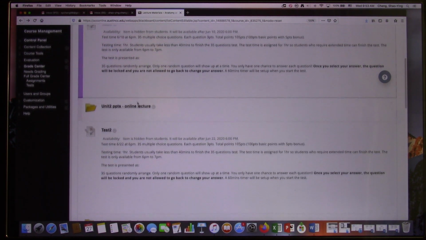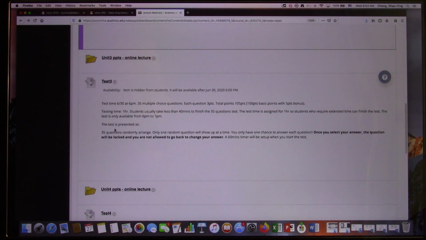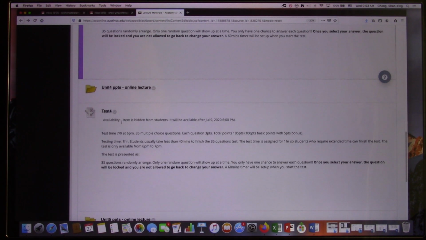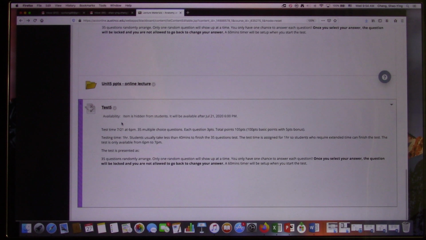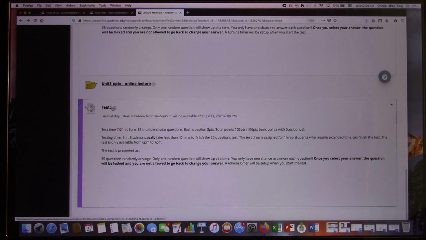And similar for Unit 2, materials are here, tests are here. So the whole semester's materials are here already. And the lectures are pre-recorded, so it gives you some flexibility to finish the lecture, but the tests are still synchronized. So you need to take the test exactly at the same time. And I count 4 out of 5 tests, so I give you a little bit of flexibility. So you can screw up once, or if you have schedule conflicts, you can miss one.